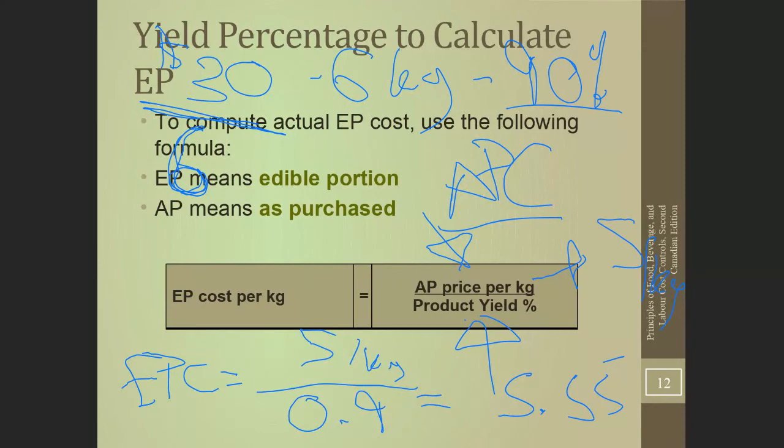Anytime a product has a yield of less than 100%, the EPC is always going to be higher than the APC. Again, because the amount of the product is decreasing, because it has a yield, holding the original cost the same, the cost per unit, in this case kilogram, must increase. Okay. Does anybody have any questions about how to calculate your edible cost per kilogram, or your EPC?